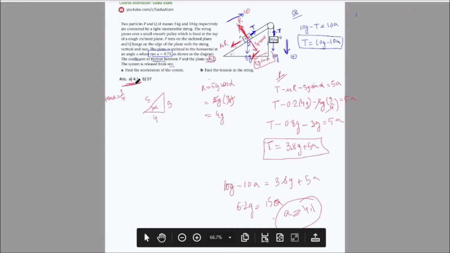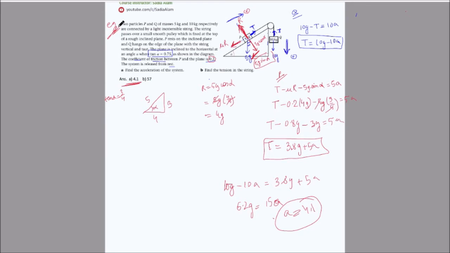So I'm done with this example. Now you just substitute this value of a in any of the equations, and you will get the value for tension. That will be 57.